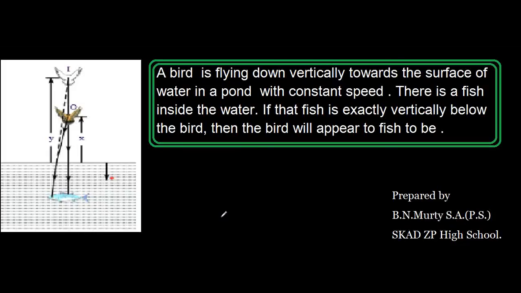A bird is flying down vertically towards the surface of water in a pond with a constant speed. There is a fish inside the water. If the fish is exactly vertically below the bird, then the bird will appear to the fish to be at what distance?